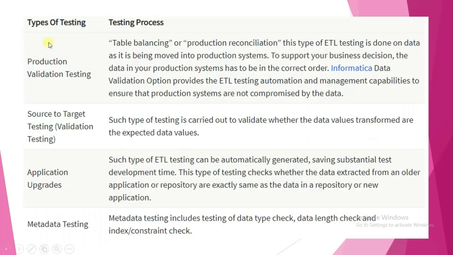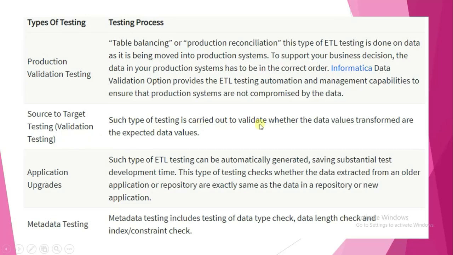Moving to the next slide, that is types of testing in the testing process. Production validation testing, table balancing or production reconciliation. This type of ETL testing is done on the data as it is being moved into the production systems. To support your business decisions, the data in your production systems has to be in the correct order. Informatica Data Validation Option provides the ETL testing automation and management capabilities to ensure that production systems are not compromised by the data.